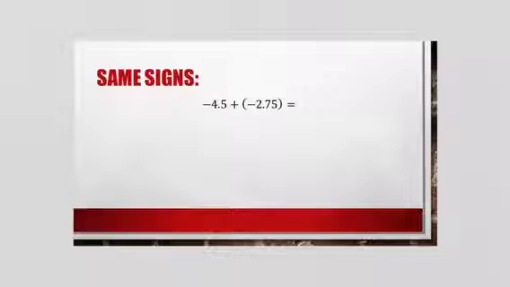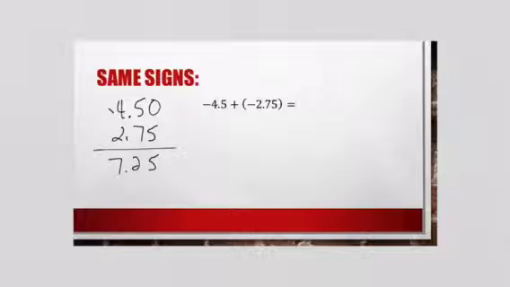Okay, how about this one? We still have the same signs. So if we have the same signs, we can add their absolute values. So I have 4.5 and 2.75. Oh look, there's an empty spot, so I'm going to annex a 0. Okay? Now 0 plus 5 is 5. 5 plus 7 is 12. Carry my 1. 6, 7. So 7.25, and it will be negative. Because a negative plus a negative equals a negative.